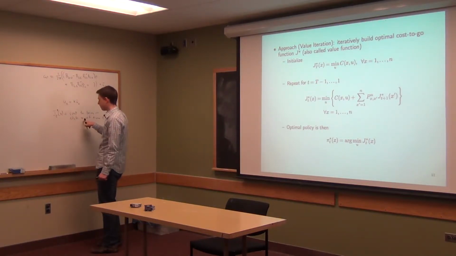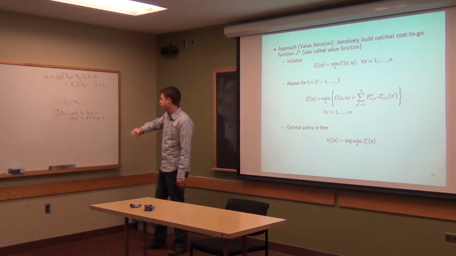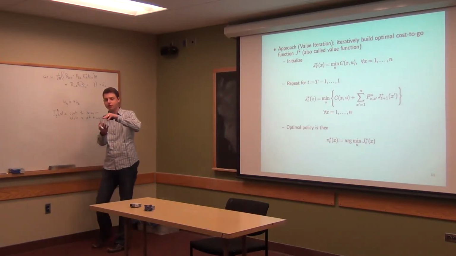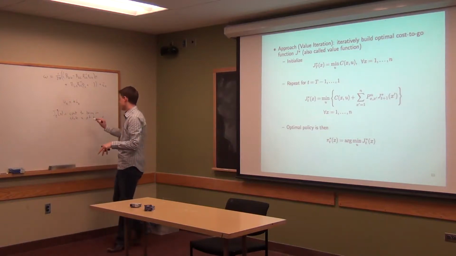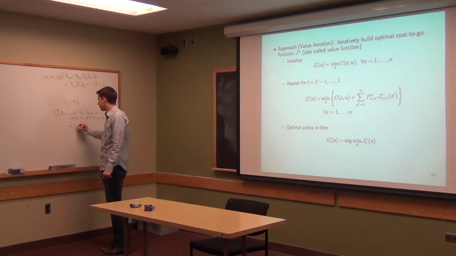So x is, remember, just a number from 1 to n. And I'm writing this as a function here, but really it's just going to be a big vector, a vector over all the states giving the value of each state. So it's the cost of being in the state at that time, and I should say the expected cost, acting optimally thereafter.